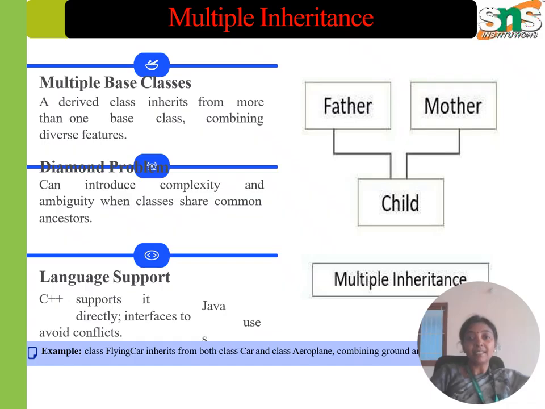The next thing is multiple inheritance. One derived class can inherit the properties from two or more parent classes. Here the example is child as a derived class, with father and mother as the base classes. Here the child is one class, and multiple parent classes are there, father and mother. This is the example of multiple inheritance.